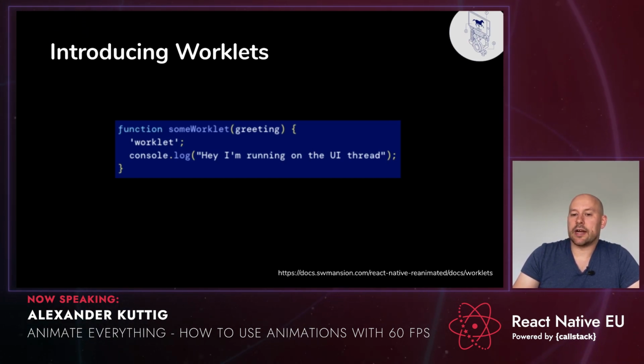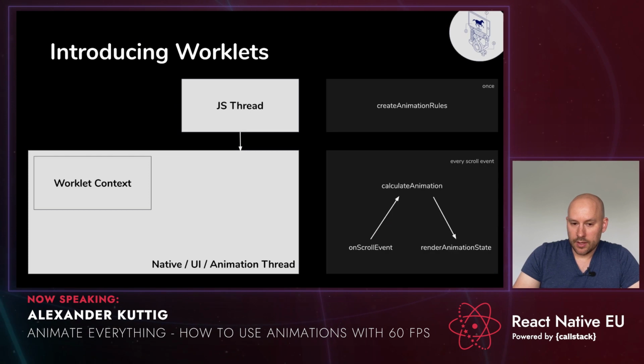Worklets are parts of code which don't run on the JS thread, but directly on the UI thread. You can simply put the worklet string in your function, and then when you work with React Native Reanimated, the Reanimated Babel plugin sees, okay, this is code which should be executed on the UI thread, and the Babel plugin transforms the code so that it is executed on the UI thread. So basically, this is what I just said, right?